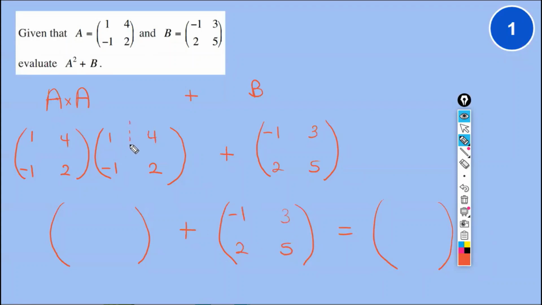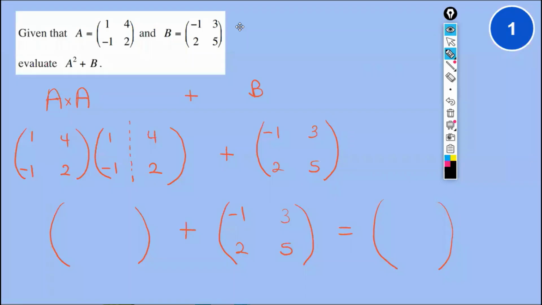Just split this one down the middle and break it up into 2 portions. When you multiply A by A, I am getting minus 3, 12, and 0. Looking correct so far? That's only for A multiplied by A, the A squared part. But we still have to complete the question. We still have to add that to B.